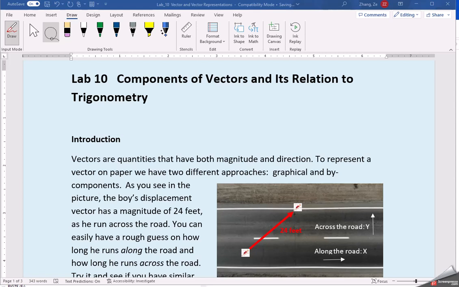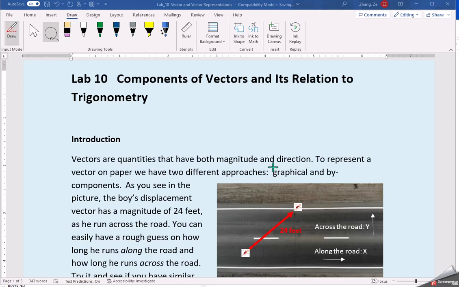Lab 10. Components of vectors and its relation to trigonometry. Vectors are quantities that have both magnitude and direction, to describe things like velocities, forces, and accelerations, or later on an electric field, a magnetic field. Those are quantities that have both a direction and a magnitude.